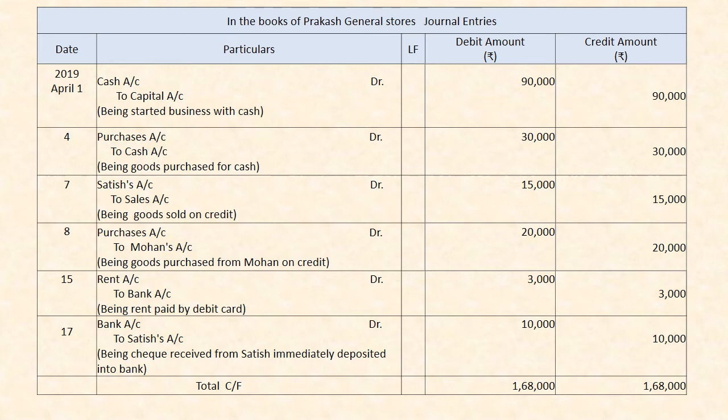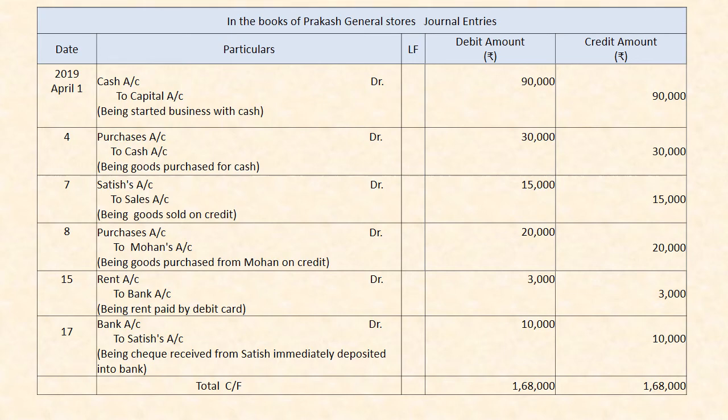Write journal entry: rent account debit 3,000 to bank account 3,000. Narration being rent paid by debit card. Move to the next transaction dated 17th April. Received check of rupees 10,000 from Satish.